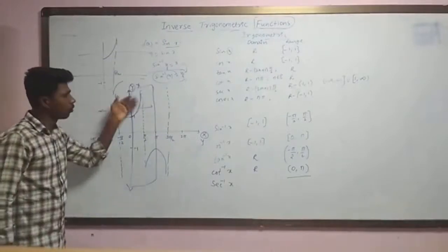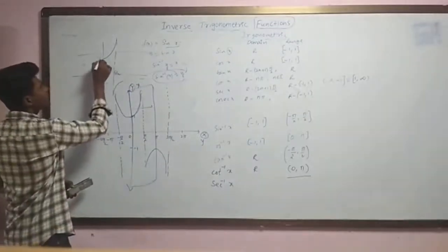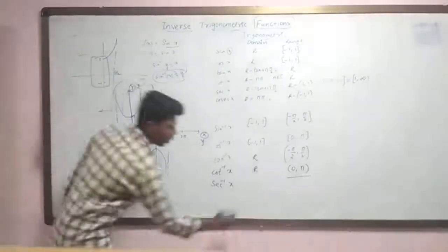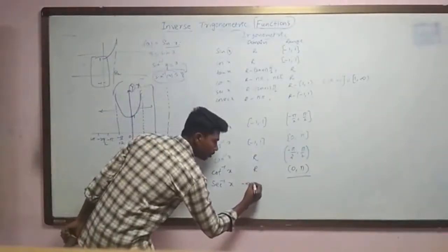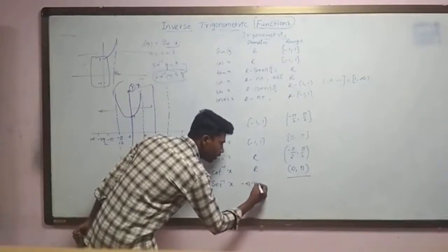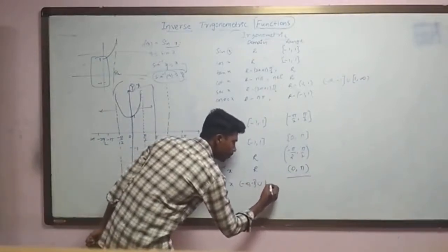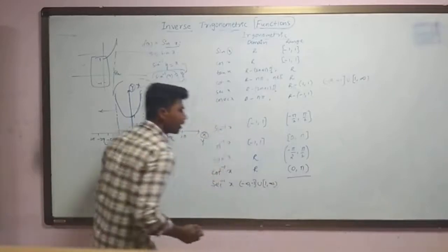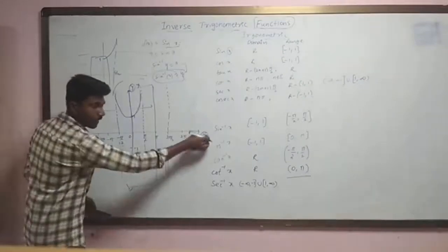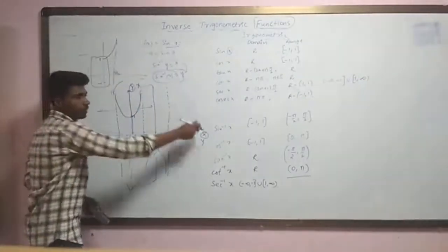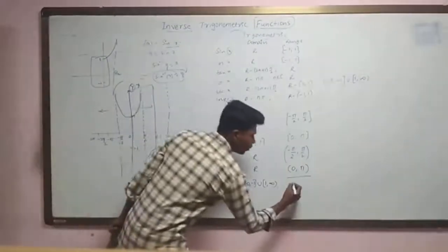Now what about its domain and range? Domain: all real numbers, whereas values between plus 1 and minus 1 do not exist. We can write it as minus infinity to minus 1, union 1 to infinity. Now what about its range? Its range is nothing but these x values of secant, which is 0 to pi.